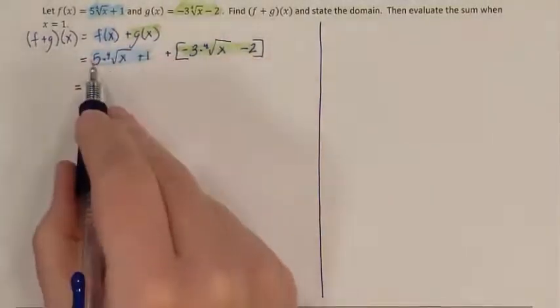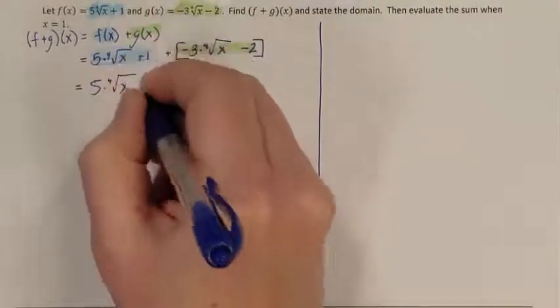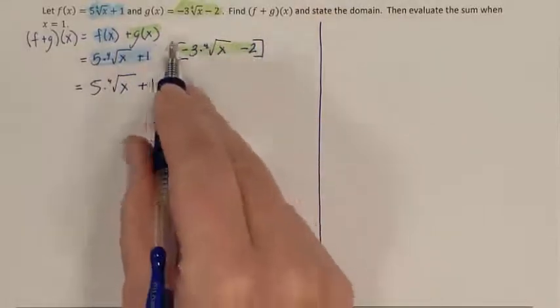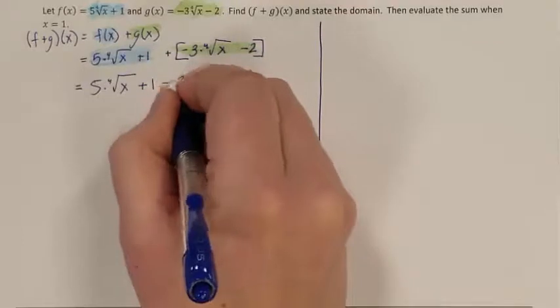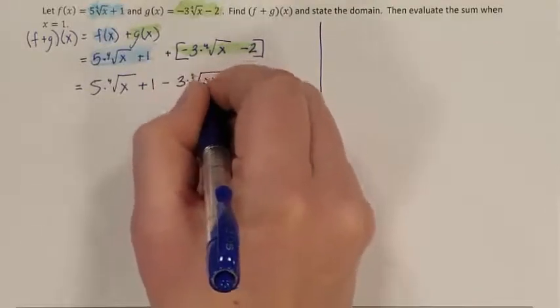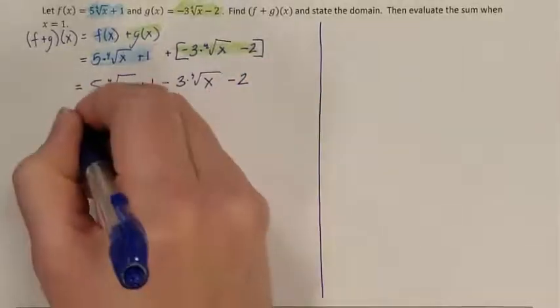We already had 5 times the 4th root of x. So here's 5 times the 4th root of x. I already had an added 1. Now I'm supposed to add a negative 3 4th root of x. So here is my minus 3 times the 4th root of x. And I'm already supposed to add a minus 2. So here's my minus 2.